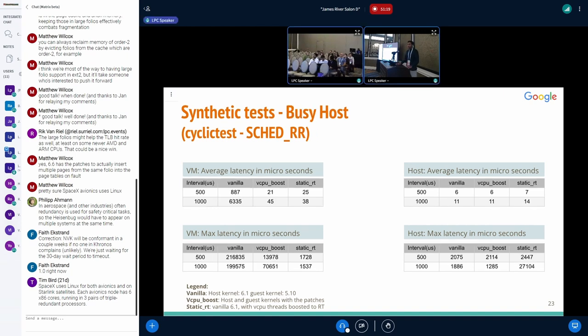Now let's move to the busy host. So stress-ng is running on the host, and cyclictest is running on the host and the guest. So versus vanilla, on the average case, vCPU boost is as good as static RT. And on the host also, it's more or less the same. But when we come to the 99%, the maximum latency, on the VM side it's in between vanilla and static RT. It's performing much better than vanilla, but not as good as RT because it's not always boosted. And if you see the host side of things, static RT is hurting performance. So vCPU boost does a much better job of not hurting the host.